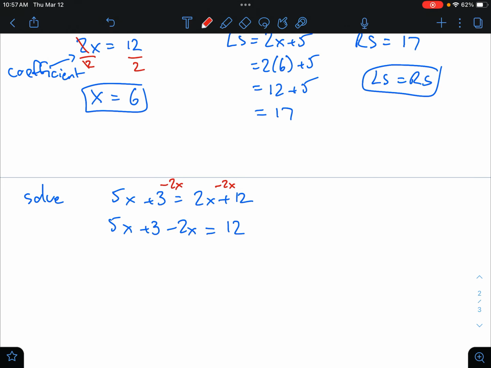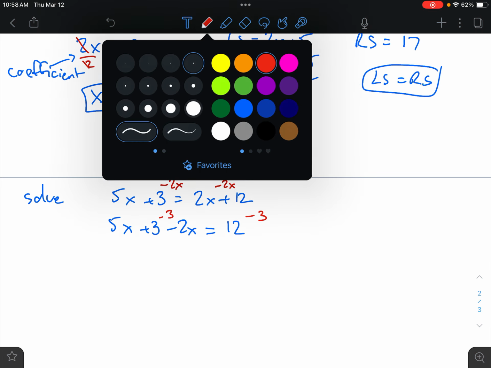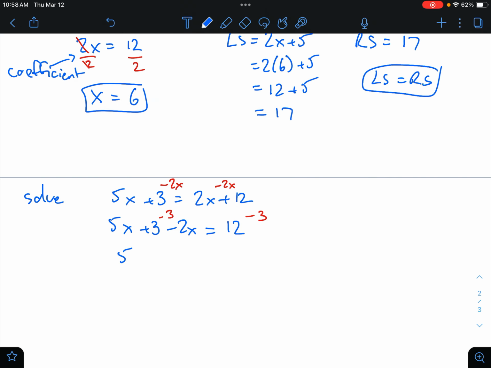So how I'm going to do that is I'm going to minus 3 right there. And if I do it on the left side, I got to do it on the right side too. So what ends up happening is we get 5x. 3 minus 3 is 0, so that's now gone. And on the right side, I have 12 minus 3.